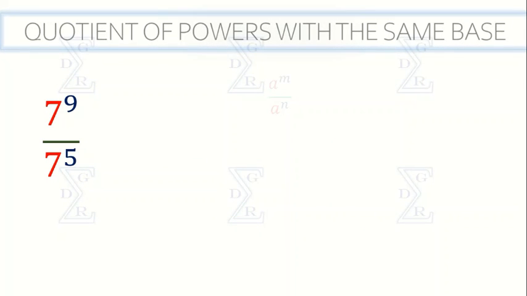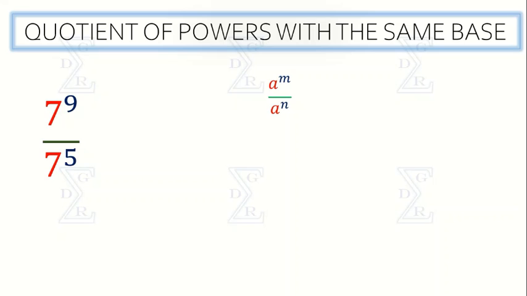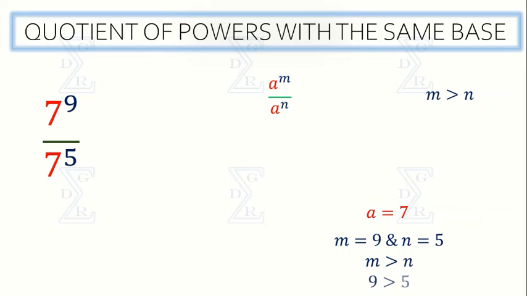Here, we use the formula to simplify the solution. According to the question, the base is 7, that is, a is 7, and the exponents are m is 9 and n is 5. Here, m is greater than n, that is, 9 is greater than 5. So the formula is a raised to the power of m minus n. Substitute the values in the formula and simplify the exponent. That is, a is 7, m is 9, and n is 5. Finally, we get 7 raised to the power of 4.